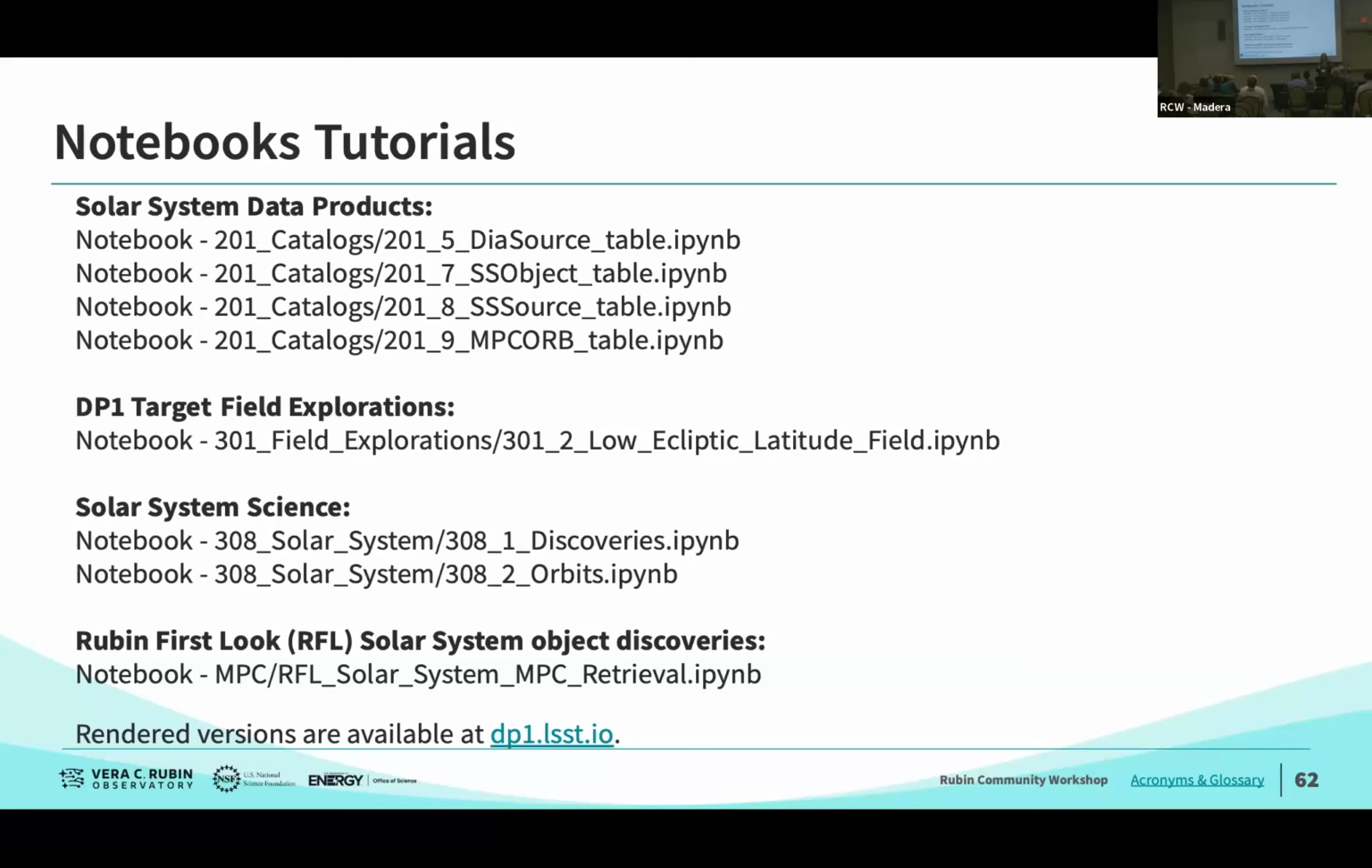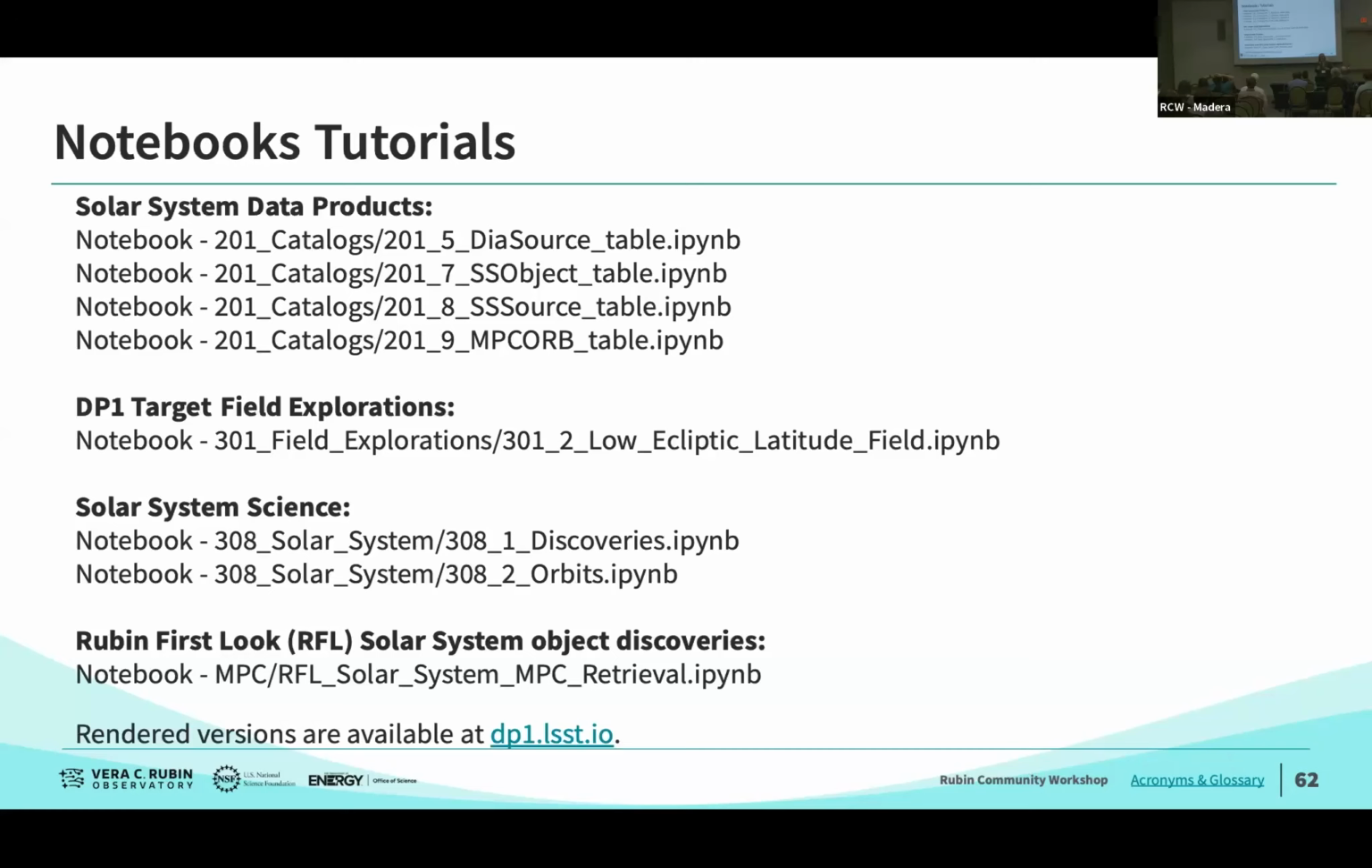That will allow you to look at all of the visits, get the visit image information, as well as pull out all of the solar system objects that were specifically detected in that low ecliptic latitude field, which most of them were.